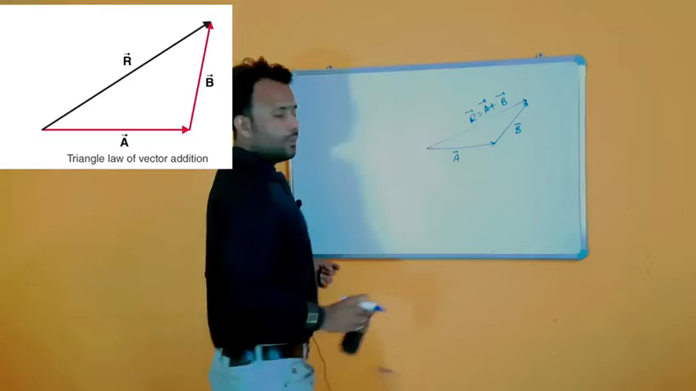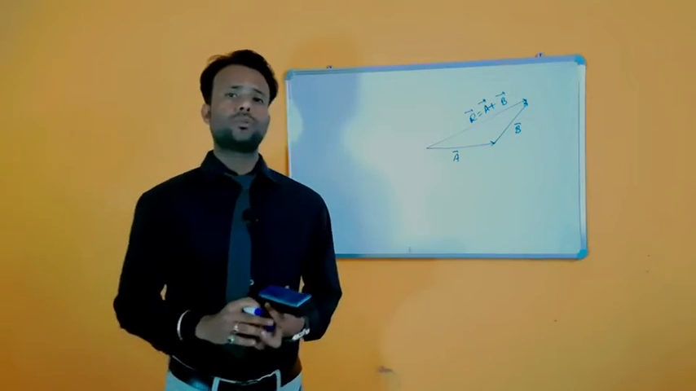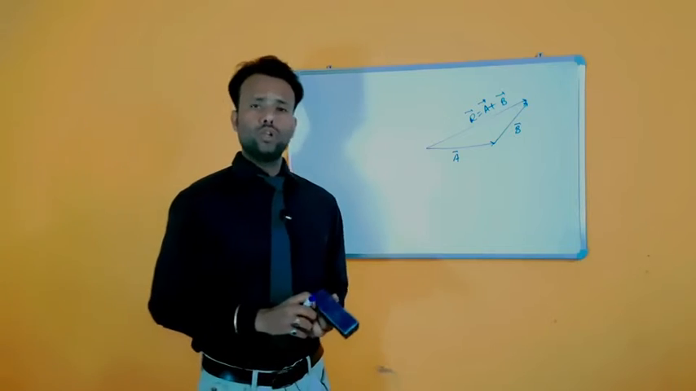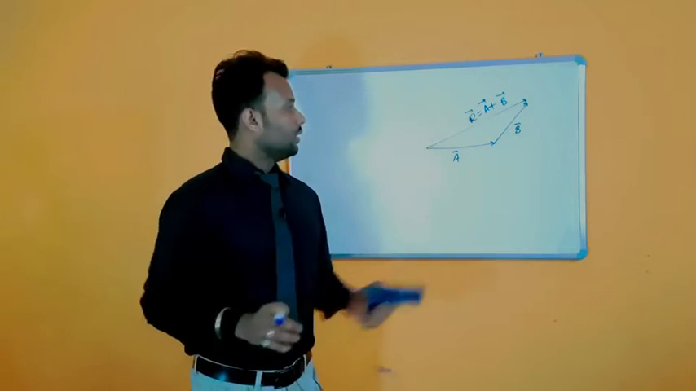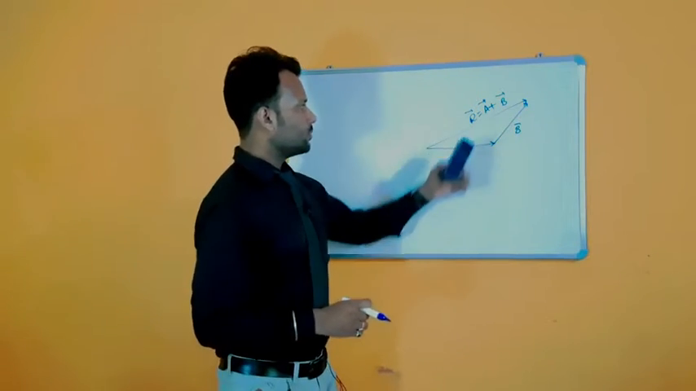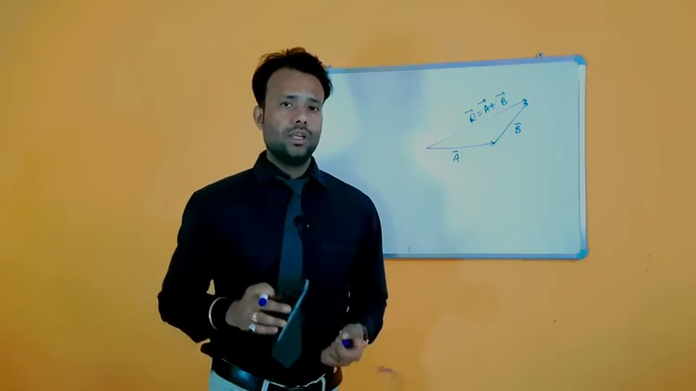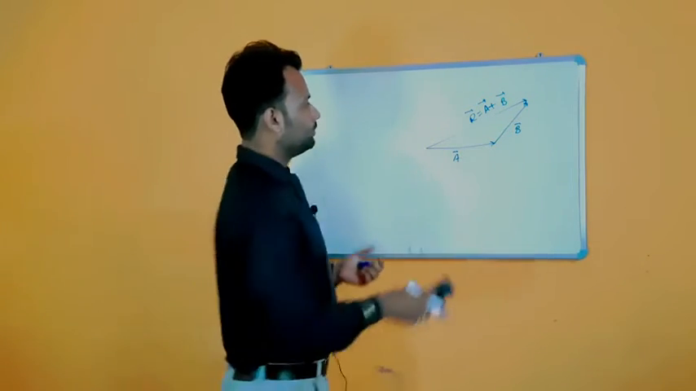Now why am I discussing this? Because as I said, the next topic we are doing is Coulomb's law in vector form. So before doing the vector form, you must know what the triangular law of vector addition was. So I just put it here so that you will not find any difficulty when we solve Coulomb's law in vector form.